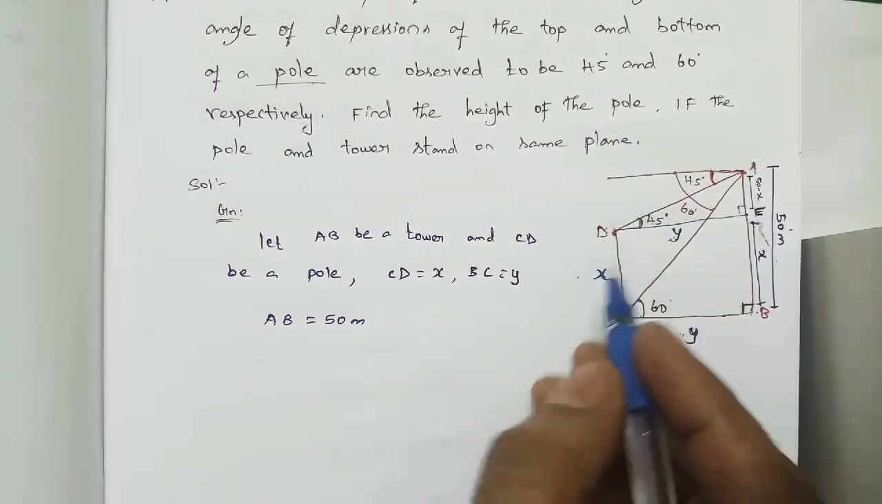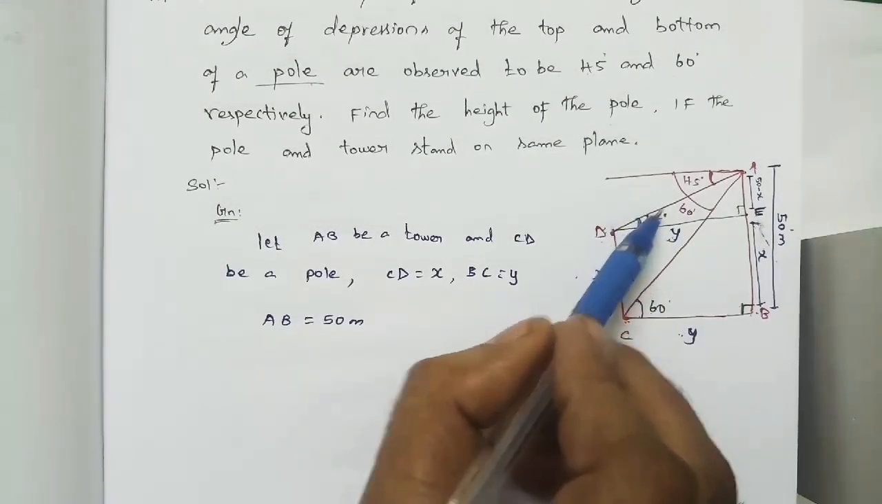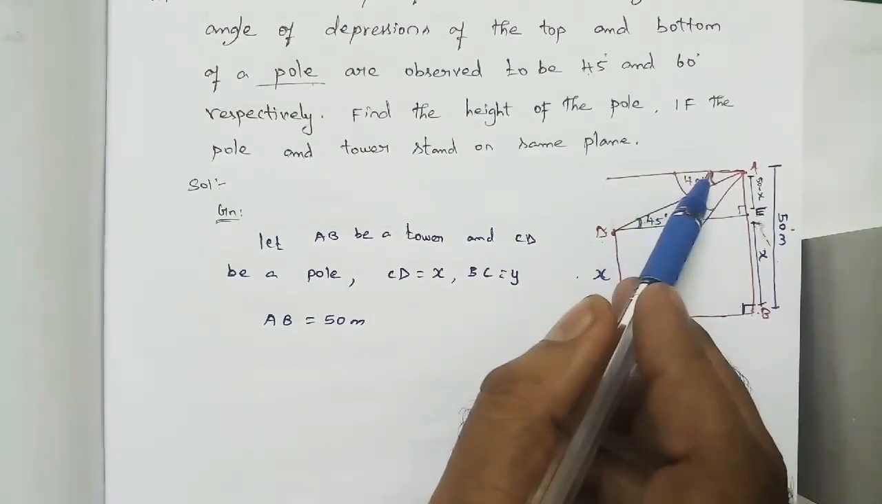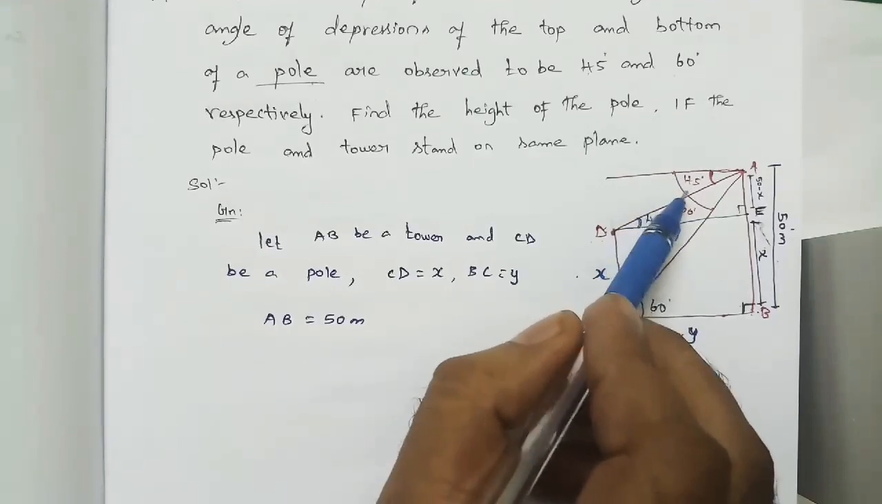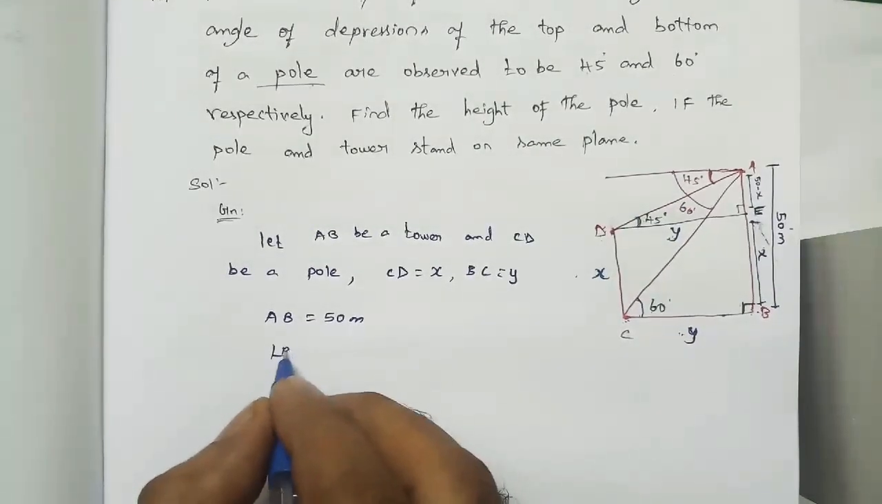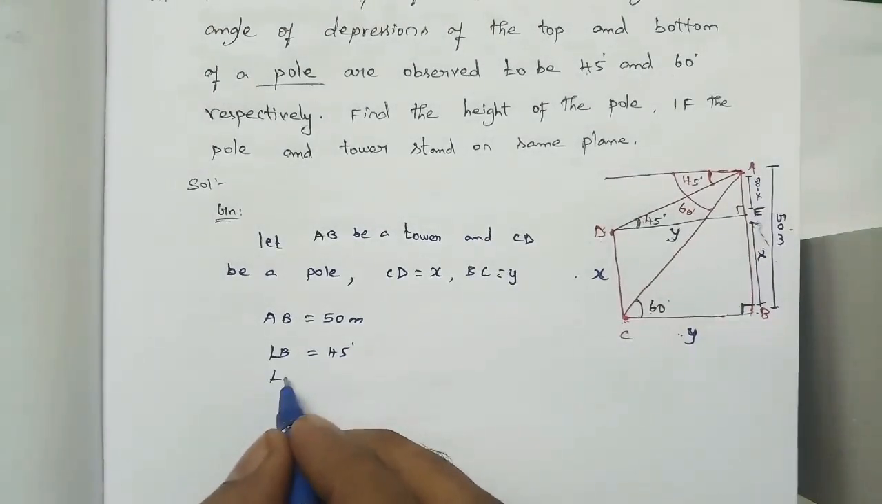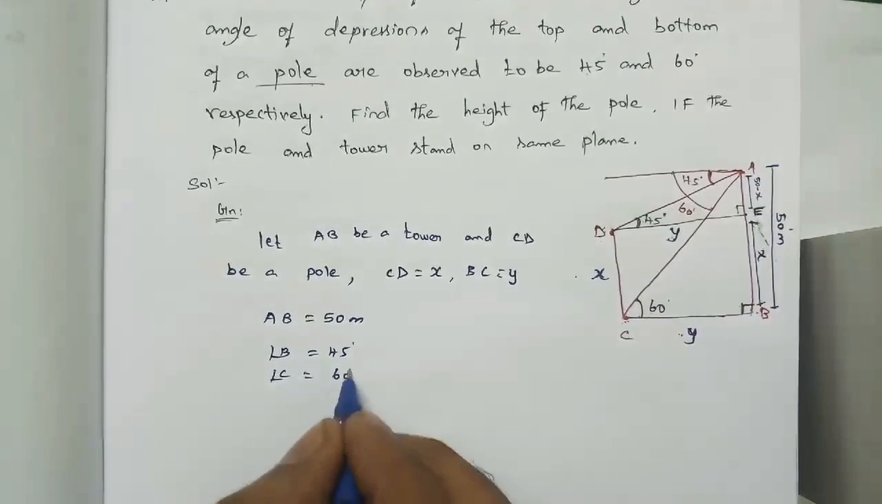Angle D is 45 degrees, so this is the angle of depression. First we draw that angle at the top, then I bring those angles into the right angle triangle. That is very important. Angle B is 45 degrees, and angle C is 60 degrees. These are the givens.